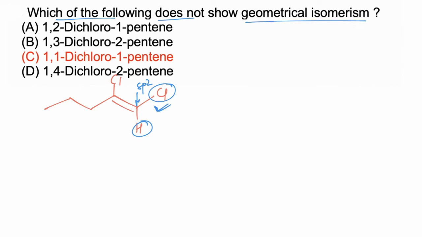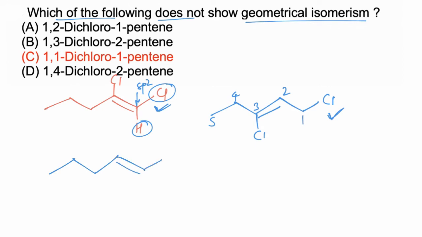Now second example, 1,3-dichloro-2-pentene. Now this molecule is having different units on sp2 hybridized carbon, so this molecule will show GI. Now if we consider third example, 1,1-dichloro-1-pentene. Now this molecule will not show geometrical isomerism because there are identical atom on sp2 hybridized carbon, so this molecule will not show geometrical isomerism.